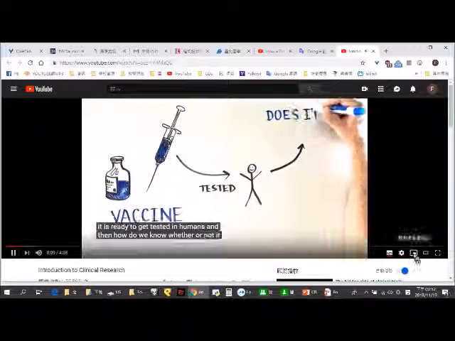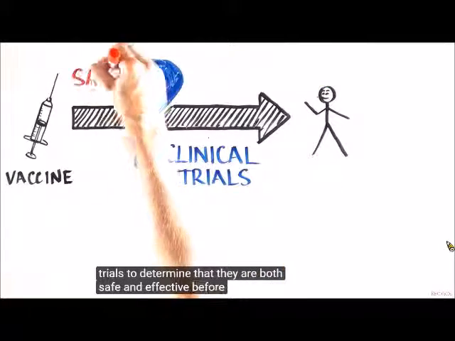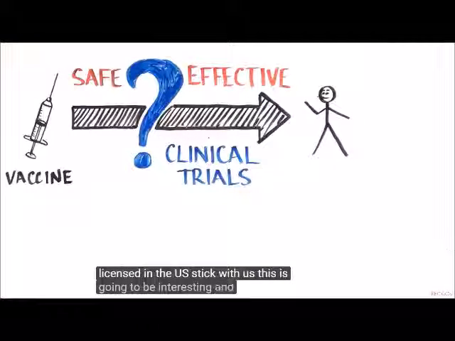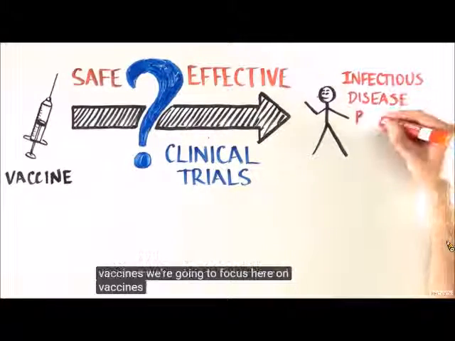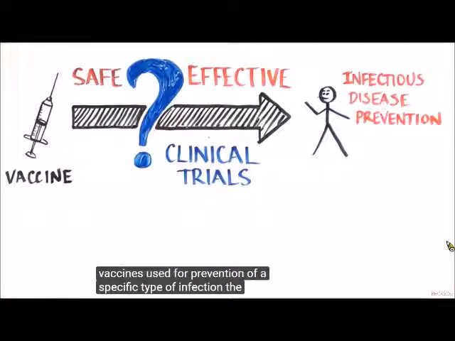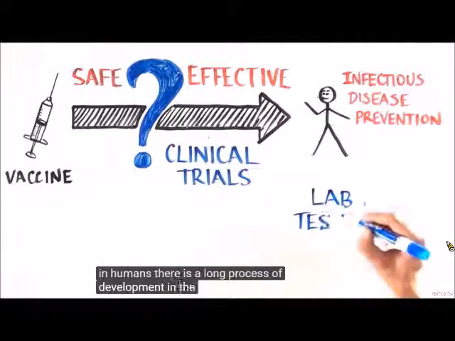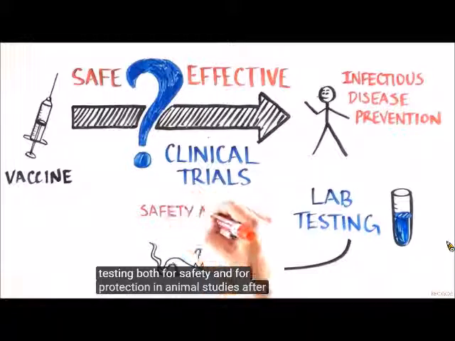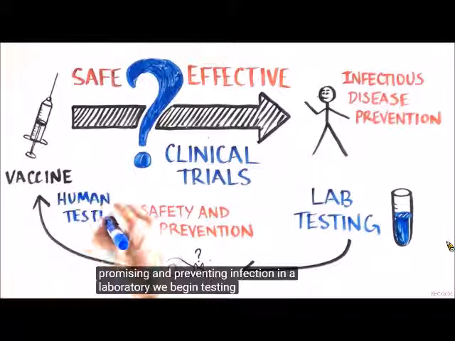And then, how do we know whether or not it works? We test new vaccines in clinical trials to determine that they are both safe and effective before they get licensed in the US. Stick with us, this is going to be interesting. And although this applies to all kinds of drugs and vaccines, we're going to focus here on vaccines used for prevention of a specific type of infection. The first thing to know is that a lot of testing is done before a vaccine ever gets tested in humans. There is a long process of development in the laboratory, and testing both for safety and for protection in animal studies. After we have a vaccine that looks both safe and promising in preventing infection in the laboratory, we begin testing in humans.